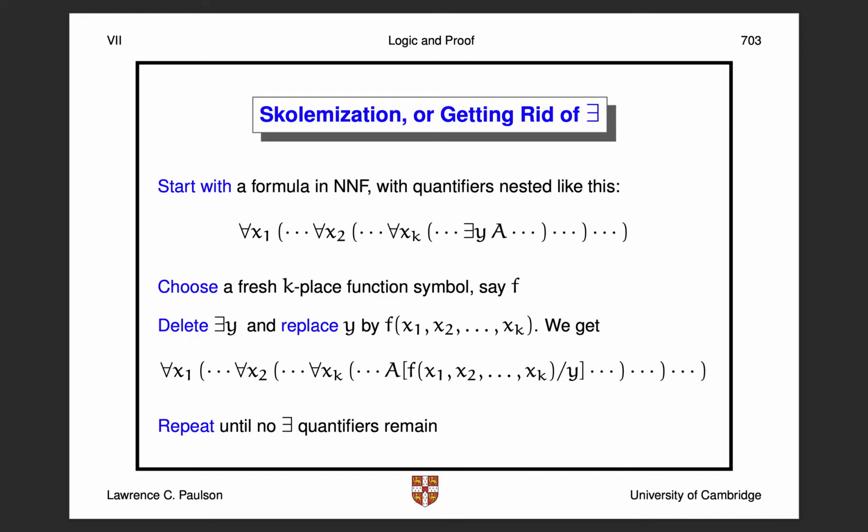It looks too stupid to be true. We have for all x1 up to for all xk exists some y, and we're going to say that the y which exists is simply f of x1 up to xk for some new function symbol f. So a function symbol that has never been used anywhere else in the problem. Having done this, you see that our existential quantifier has gone away. Now, in general, there will be other existential quantifiers in the problem, so we need to keep doing this until they're all gone.